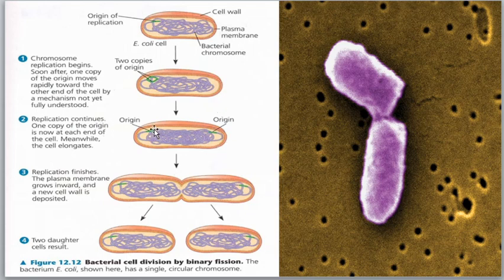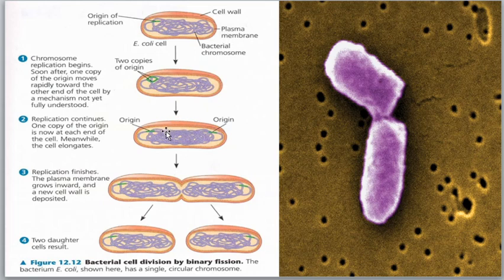Okay, two replication sites. Again, ano yung nire-replicate dito sa origin? The DNA material. Okay, so after that, replication continues. One copy of the origin is now at each end of the cell. So, meanwhile, the cell elongates.